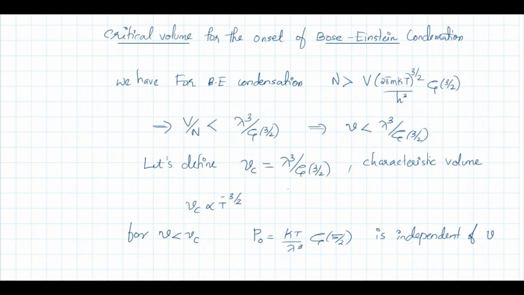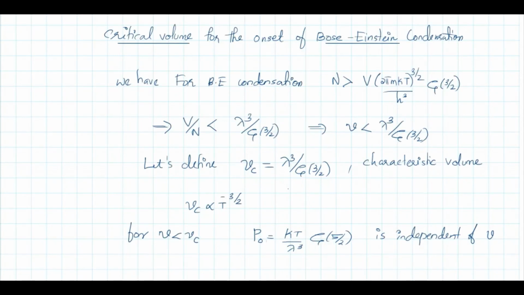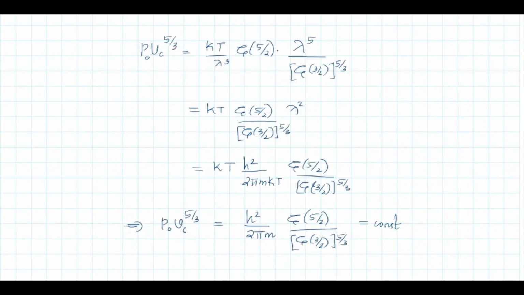Also, for V less than Vc, that is when we have Bose Einstein condensation, the pressure is given by P0 equal to kT by lambda cube, zeta of 5 by 2. And we already mentioned that it is independent of V, that is infinite compressibility. And we can multiply those two quantities, P0 Vc raised to 5 by 3. We already have an expression for P0 and for Vc. Then P0 Vc raised to 5 by 3 will be kT by lambda cube, zeta of 5 by 2, into lambda raised to 5 divided by zeta of 3 by 2 raised to 5 by 3. So we can write it as kT into zeta of 5 by 2, zeta of 3 by 2 raised to 5 by 3, lambda square.